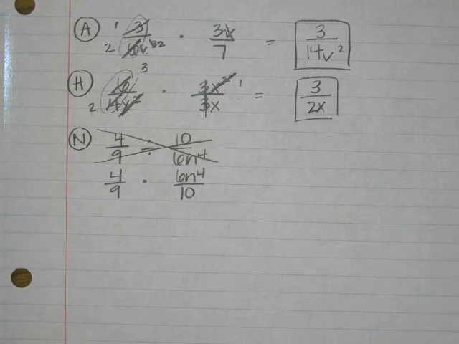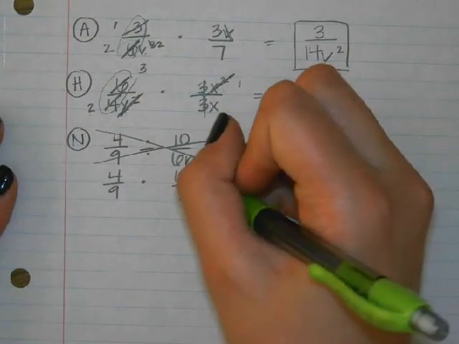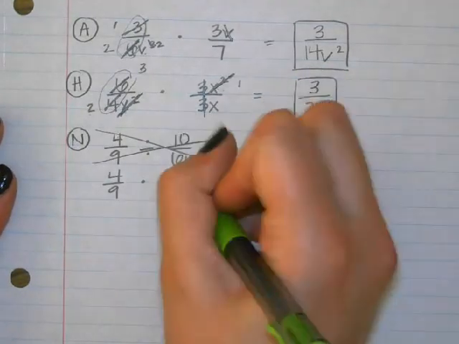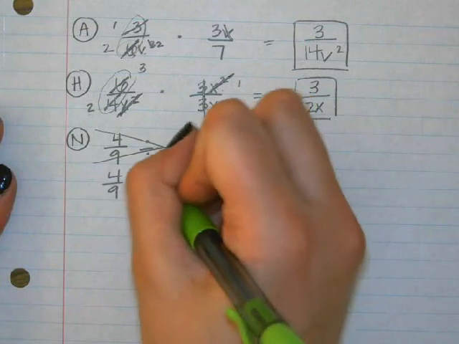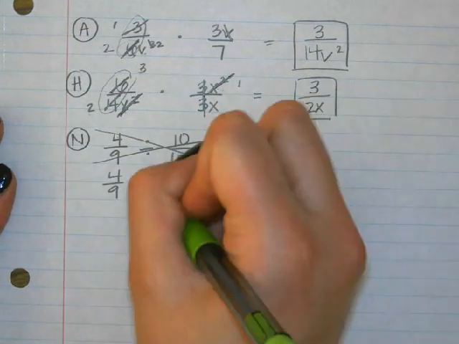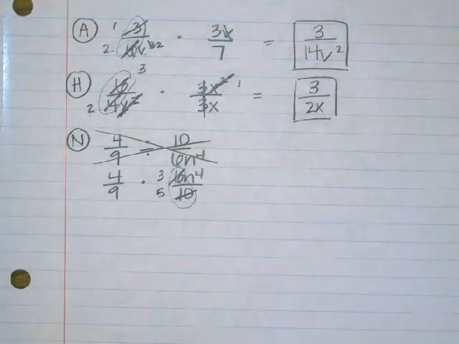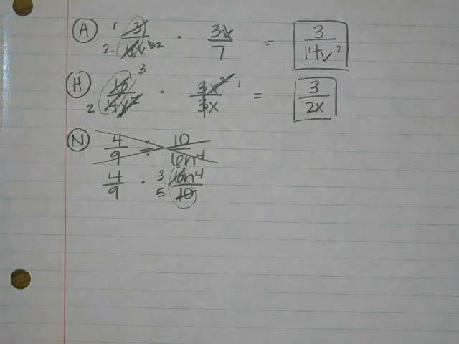Anyone want to tell me one thing that could cancel? The 6 and the 10. It goes to 3 and 5. So 6 divided by 2 is 3. 10 divided by 2 is 5. Then you go straight across, right? You could go straight across, or you could do some more canceling. Does anyone see some more canceling? The 3 and the 9, yeah.